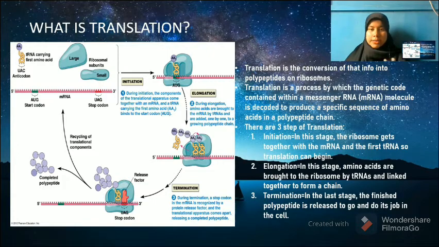There are also 3 steps in this translation process: initiation, elongation, and termination. For the initiation step, the ribosome gets together with the mRNA and the first tRNA, so translation can begin. The second one is the elongation step, where amino acids are brought to the ribosome by tRNA and linked together to form a chain. The last one is termination, where the finished polypeptide is released to go and do its job in the cell.